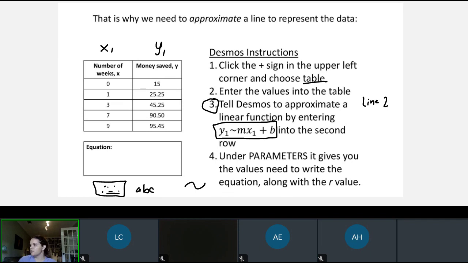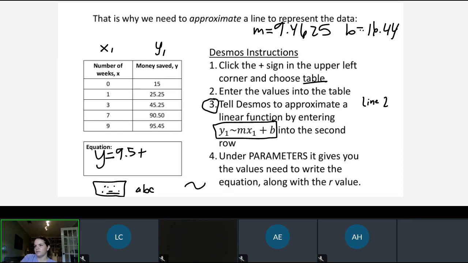And then you can continue on to mx1 plus b. Okay. And then there you will see that it gives you your m value. It tells you m equals 9.4625 and b is 16.44. So again, exactly the same, and we just plugged those numbers in. I guess that would really be 9.5, wouldn't it? 9.5x plus 16.4. Oops, I forgot my x.